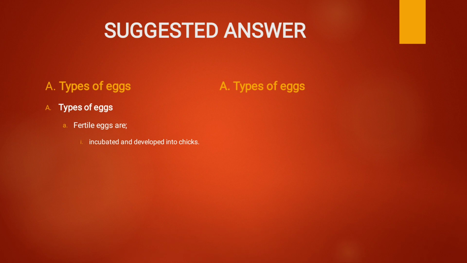Agreed? Good. Now, I'm using I for the minor supporting sentence, which is incubated and developed into chicks, because there are other points. The points are more than one. Provided it is only incubated and developed into chicks, which is the only point under fertile X, I wouldn't have labeled it I; I would have used a dash. So we use a dash if and only when there's only one point.